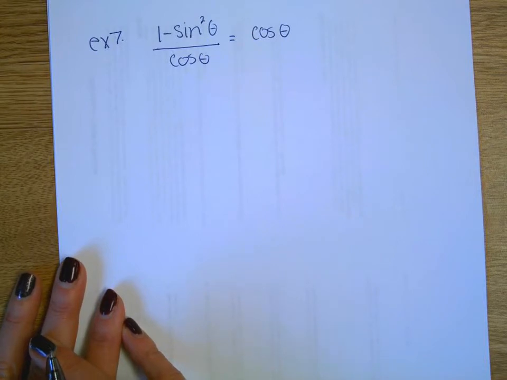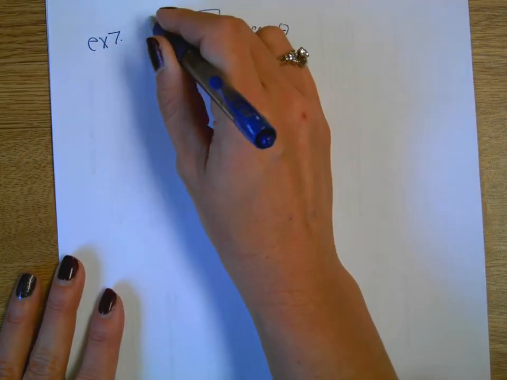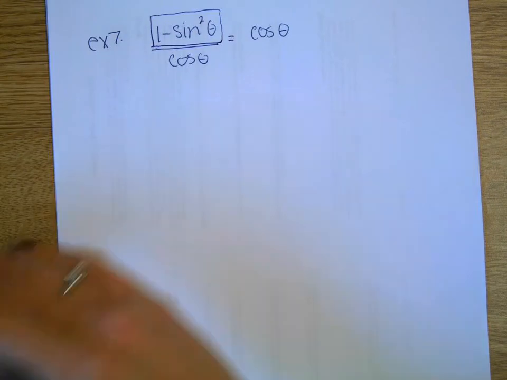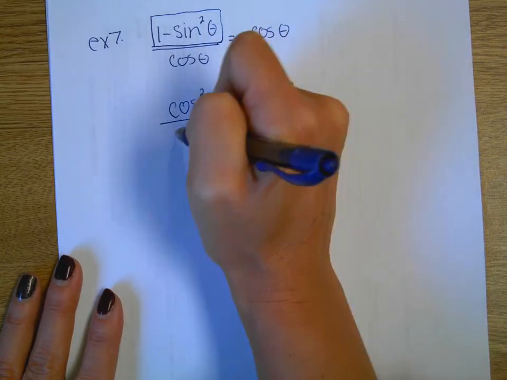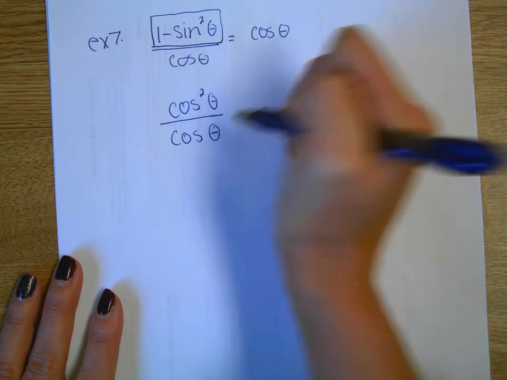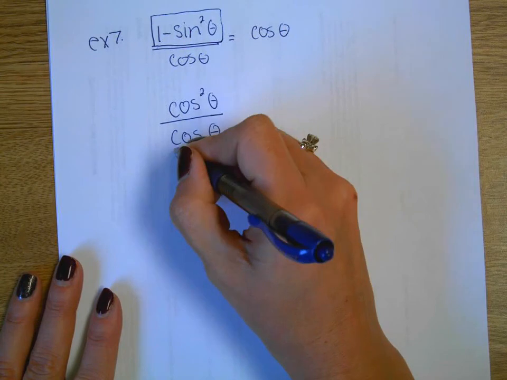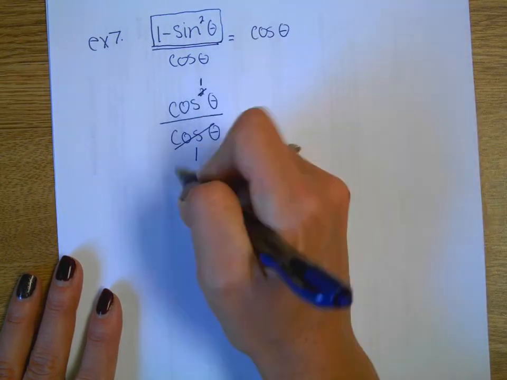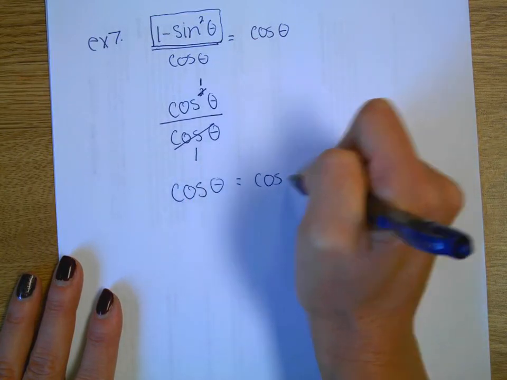I know what we're doing. Oh, Matt's got a vision. Change the 1 minus sine squared to cosine squared. Oh, this is a Pythagorean identity. If you look at your Pythagorean identities, 1 minus sine squared equals cosine squared, divided by cosine. We just cancel one of the cosines out. I go from 2 down to 1. What do I have? Cosine. Cosine does equal cosine.